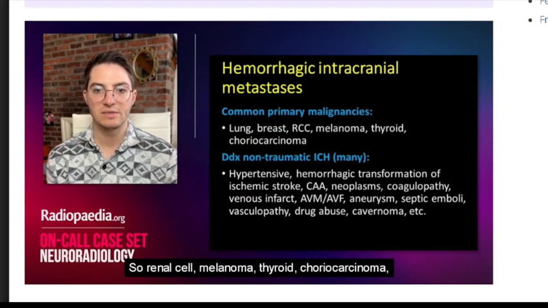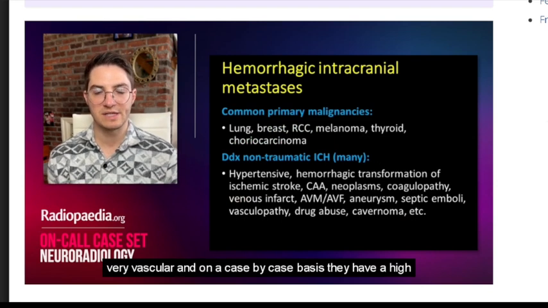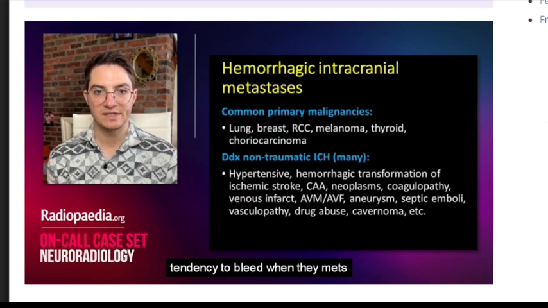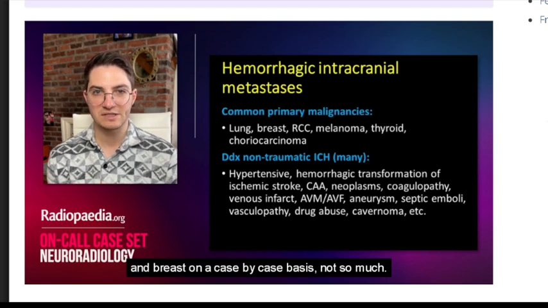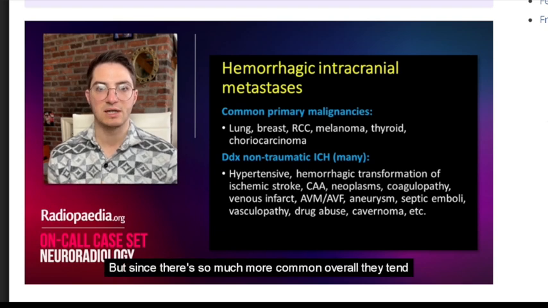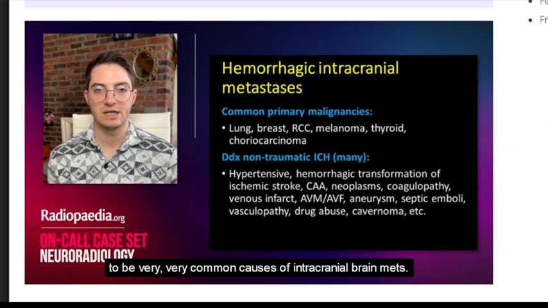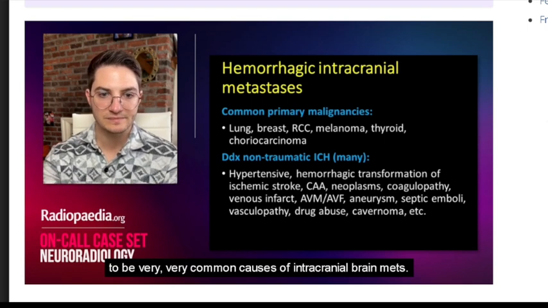So, common primary malignancies that are associated with hemorrhagic intracranial mets: renal cell, melanoma, thyroid, and choriocarcinoma are very vascular, and on a case-by-case basis, they have a high tendency to bleed when they metastasize to the brain. Lung and breast, on a case-by-case basis, not so much, but since they're so much more common overall, they tend to be very, very common causes of intracranial brain mets.